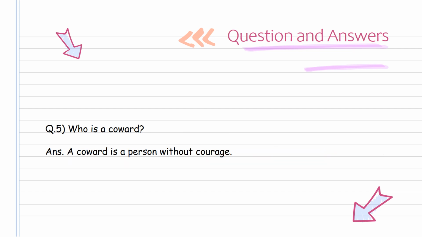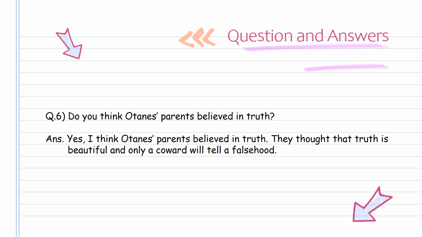Question 5. Who is a coward? A coward is a person without courage. Question 6. Do you think Otanes' parents believed in truth? Yes, I think Otanes' parents believed in truth. They thought that truth is beautiful and only a coward will tell a falsehood.